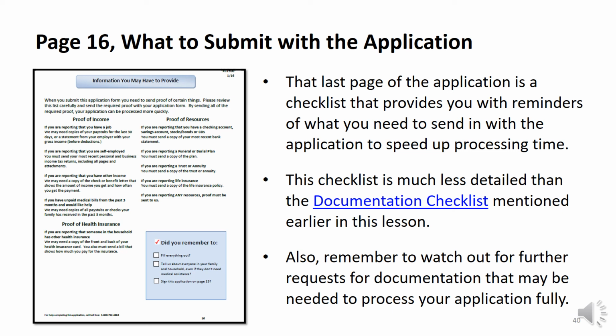This checklist is much less detailed than the documentation checklist mentioned earlier in this video. Also, remember to watch out for further requests for documentation that may come by mail that may be needed to process your application fully. Help ensure success by contacting the clearinghouse when you submit new documentation to confirm everything you sent was actually received. Don't wait 3 months to contact them, only to find out they never received your documentation. The KanCare Ombudsman Office recommends that you follow up within a few days of sending the application and new important information.